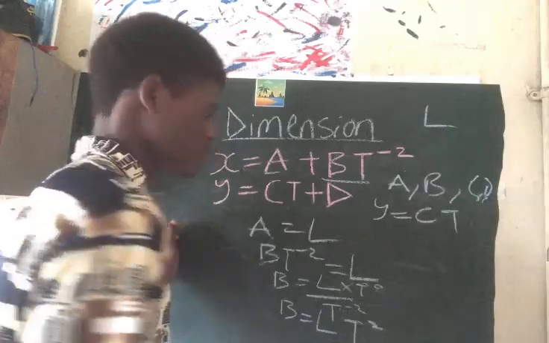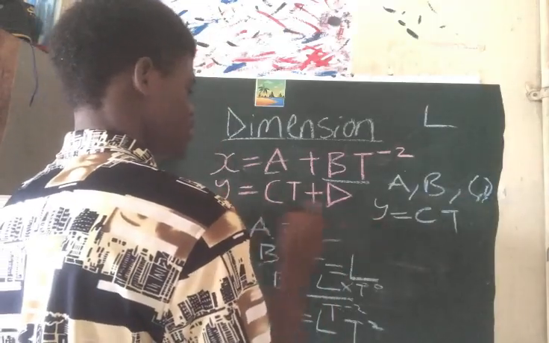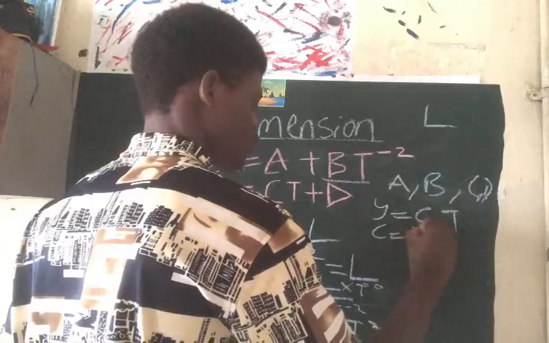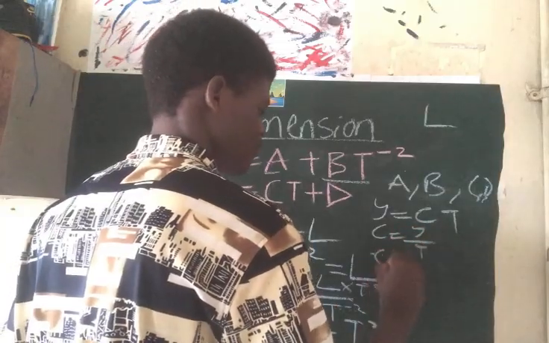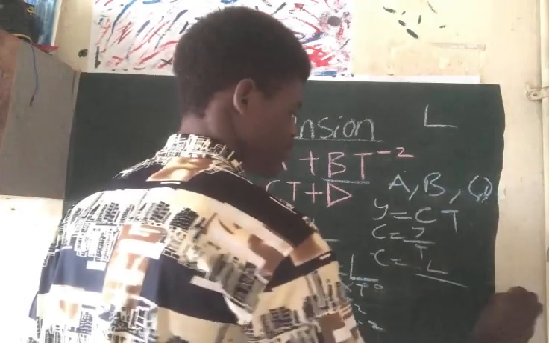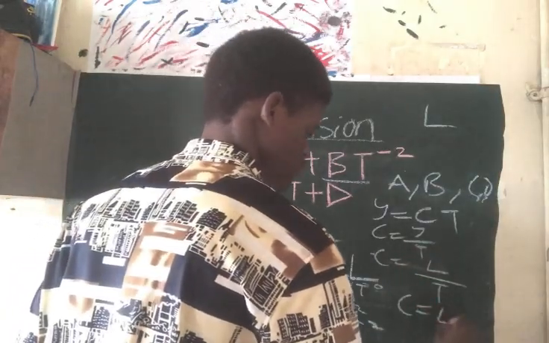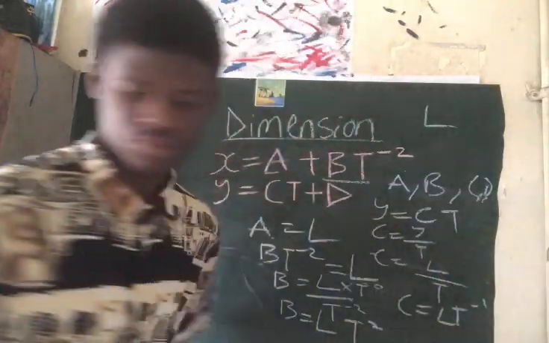You can say y is equal to ct. Since y is equal to ct, then c will be equal to y over t. What's the dimension for y? L. That's because it's displacement, so displacement in the y axis. So that's L over t. So c is equal to LT raised to power minus 1.